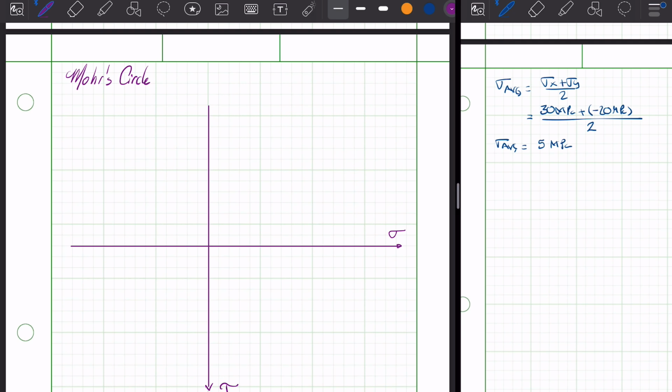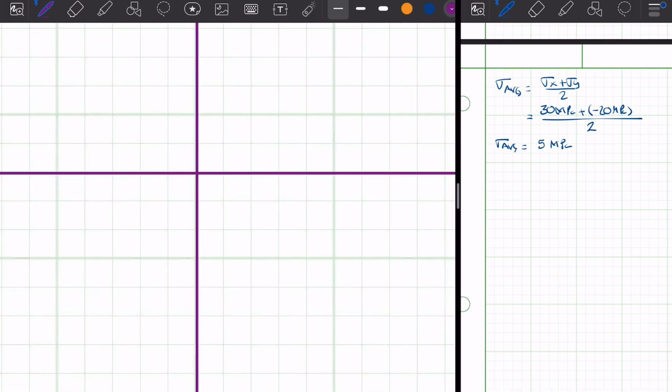So I simply zoom in. If each of these markings is 10 megapascals, this would be the center C, which is at sigma average. This is your sigma average.